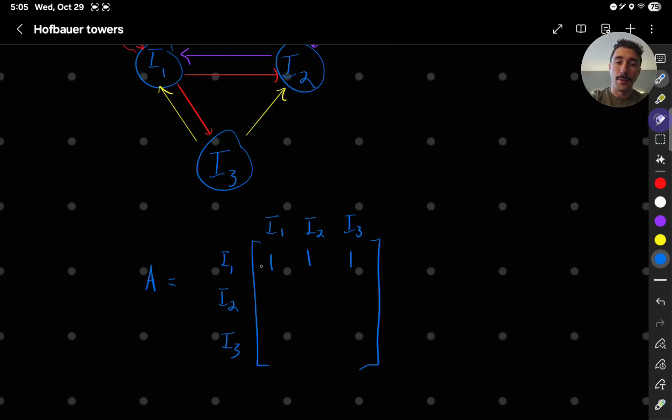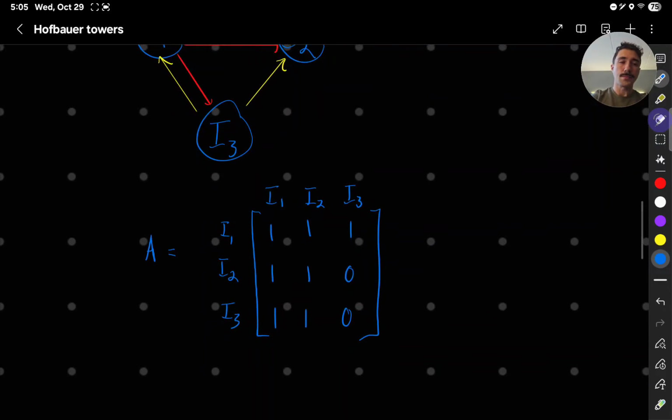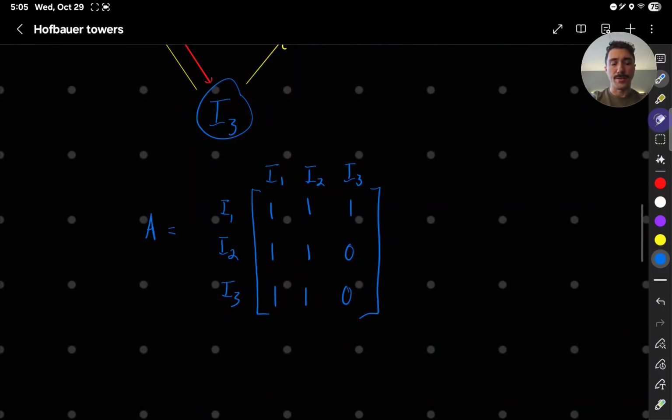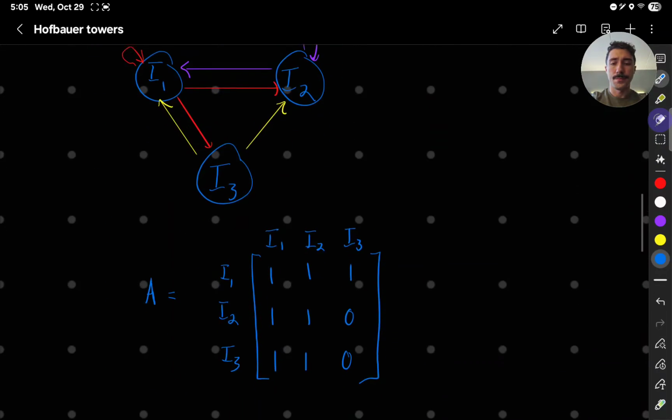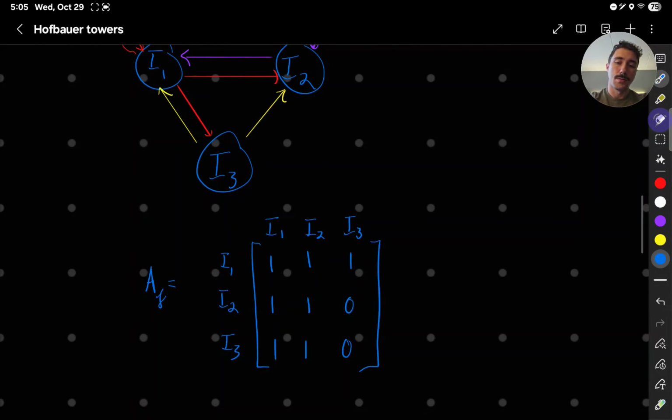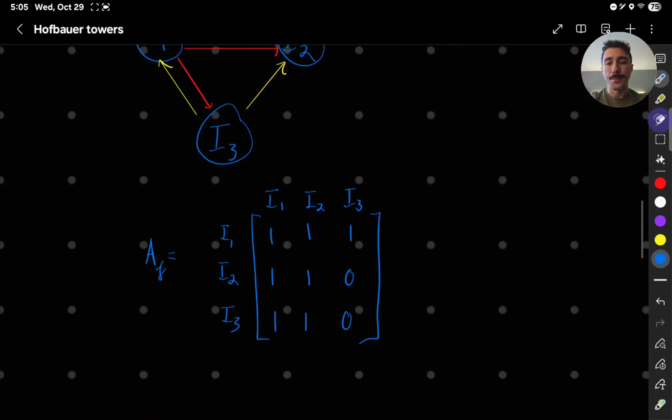From I2, you can map to I1 or I2. And I3 should be the same as the second row. So this is the adjacency matrix for the Markov graph for F. And maybe we could denote a little sub F there if we want.